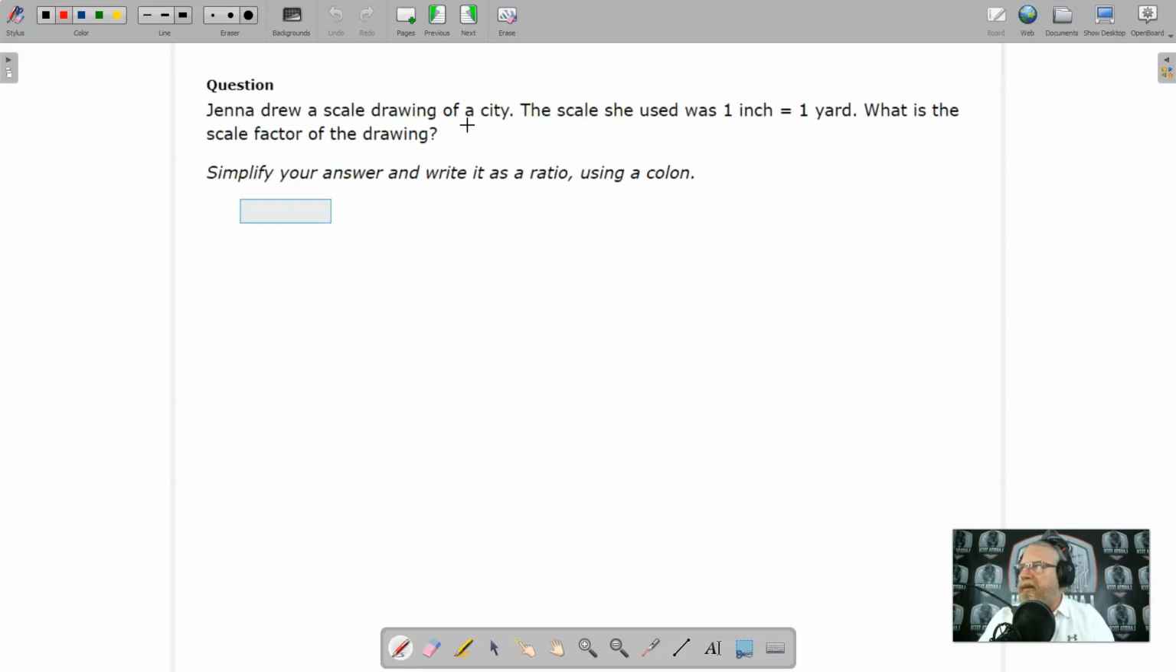Gina drew a scale drawing of a city. The scale she used was 1 inch equals 1 yard. What is the scale factor of the drawing? So 1 inch is to 1 yard. Well, what we know about yards is that 1 yard is equal to 3 feet, right? But that doesn't do us much good. We actually have to get to inches, correct?